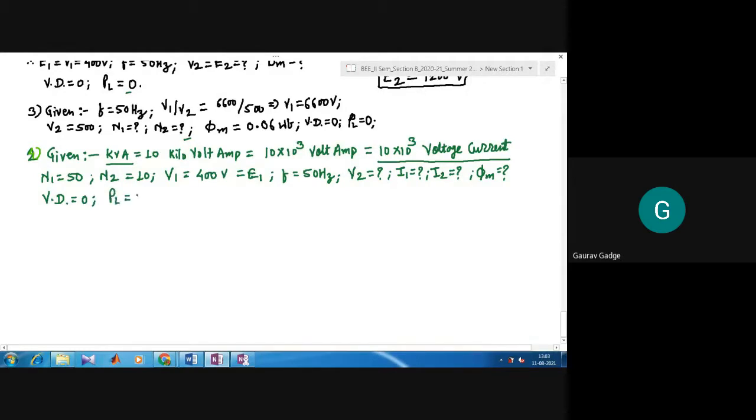Power loss 0. See, nowhere is this voltage drop and power loss considered in the EMF equation, but later on it is going to be considered. In this same transformer chapter, that particular voltage drop and power loss are considered. So it is always better to write voltage drop and power loss equal to 0 for this EMF equation. And in the multiple choice question pattern adopted by the university, you are going to have very simple questions in the examination.